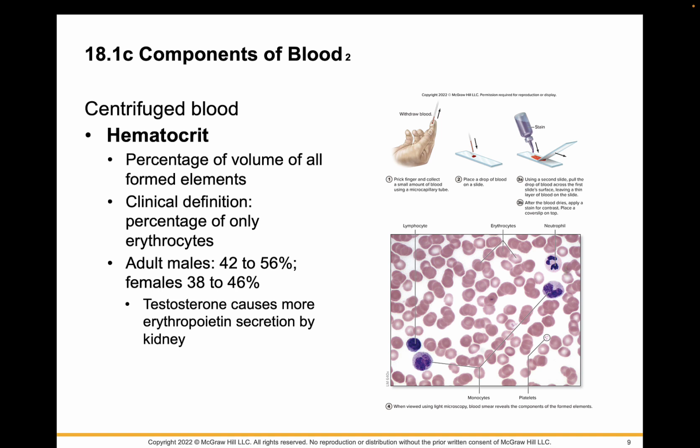Now, there is a significant male-female difference when we talk about hematocrit. The normal range for males is 42 to 56%, whereas for females, it's going to be 38 to 46%. Probably one of the primary differences that we're going to see responsible for a lower hematocrit in women is the amount of testosterone we find in males that causes a greater amount of erythropoietin to be produced by the kidneys. And that is responsible, we'll find out in a little bit, for the production of red blood cells. Other factors, especially when we're talking about premenopausal women, is loss of blood through menstruation.